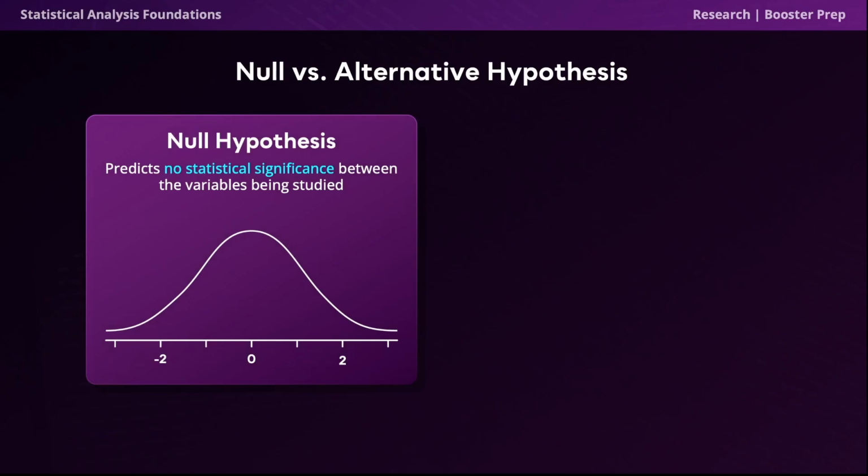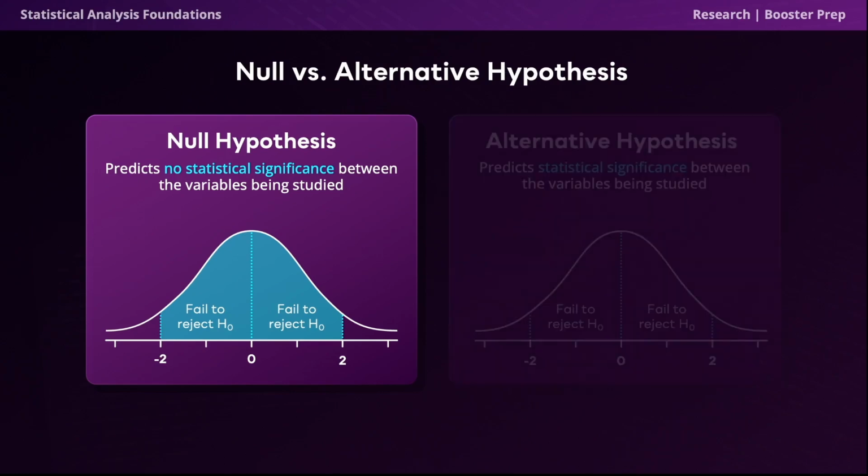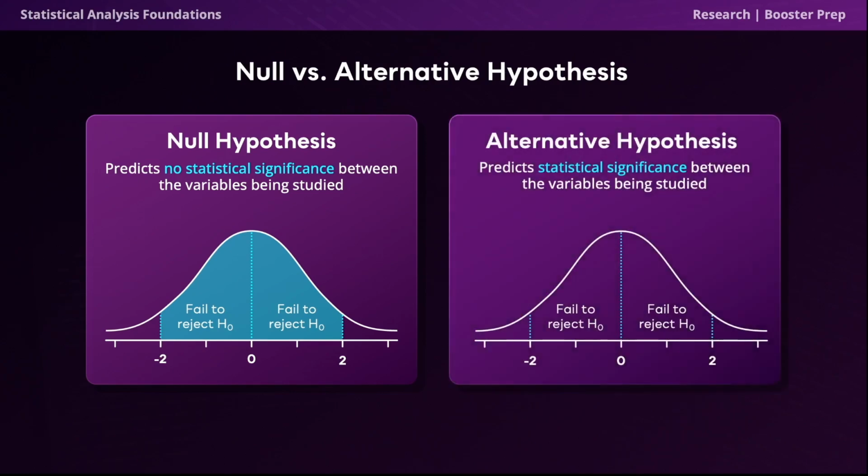In other words, it suggests that any observed difference or effect is due to sampling error or variation. In the bell curve below, any result in the shaded area fails to reject H0, which represents the null hypothesis. Meanwhile, the alternative hypothesis predicts that there is a statistical significance between the variables being studied. In other words, it suggests that the observed difference or effect is not due to sampling error or variation, but that there is a genuine relationship or effect. In the bell curve below, any result in the shaded area rejects H0, which represents the alternative hypothesis.